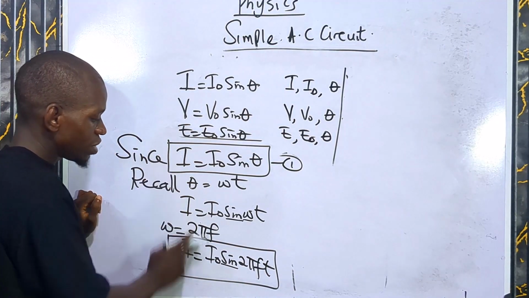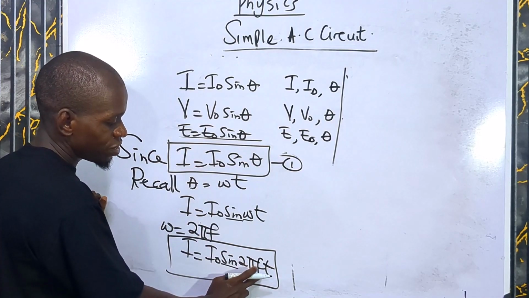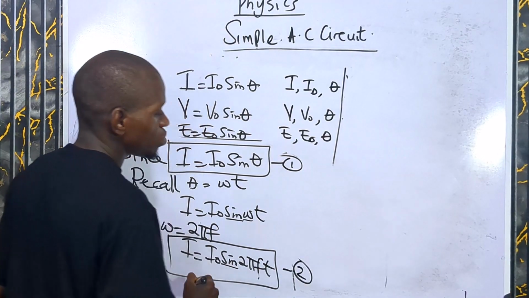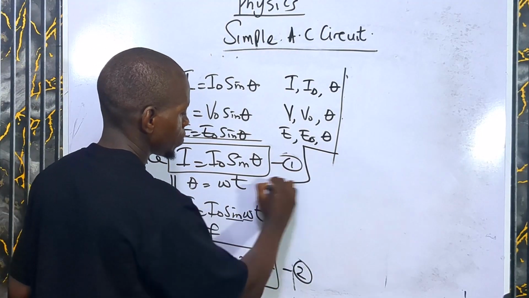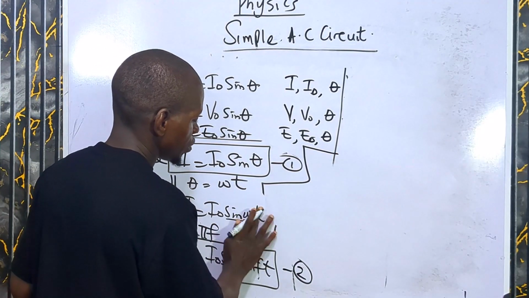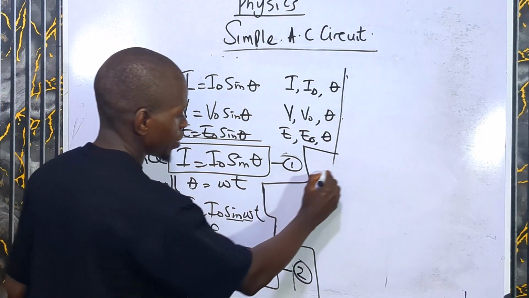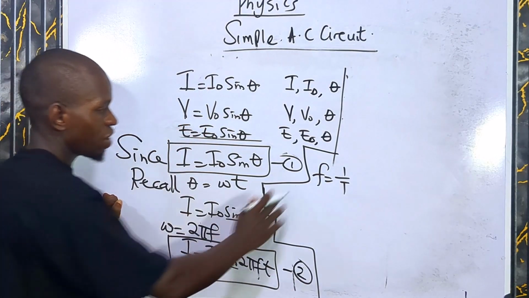Now, the difference between this one and this one is that this one has phase angle, but this one has frequency in it. So that's the difference between both of them. This is the second one that you need to take note of. Then the last one which you need to take note of is this. Now, I have frequency here. I can just say that frequency equals 1 over period. Normally, that is our frequency.